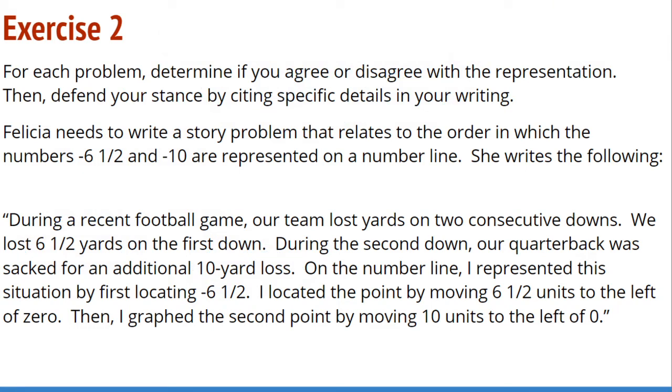Because it says that they lost 6.5 and then they lost 10 more. What they've got on the number line with negative 6.5 and negative 10 is that they lost 6.5 and then they went back to 0 again. And then they lost 10 more. Well, that's not exactly what happened in the story. They lost 6.5 and then they lost 10 more from where the 6.5 were. So really, she should have gone 10 from the 6.5.